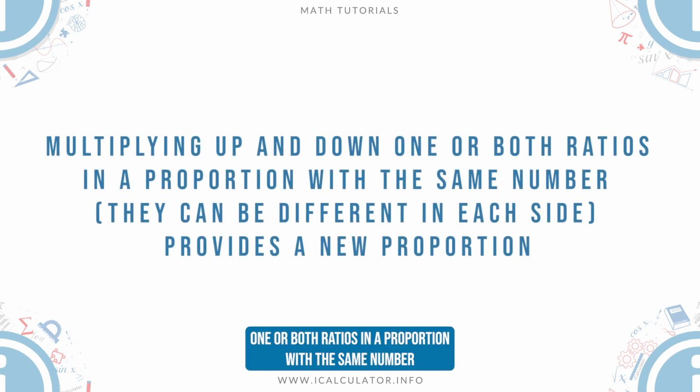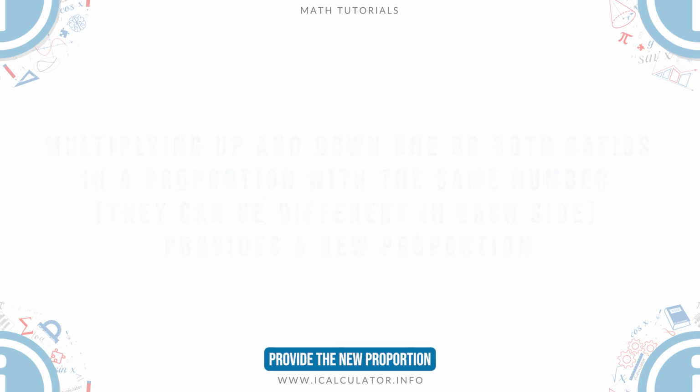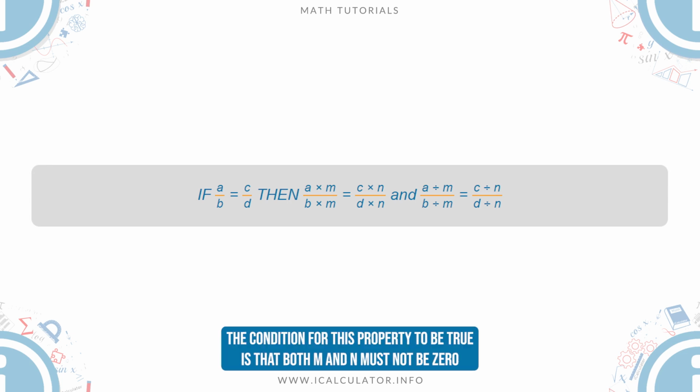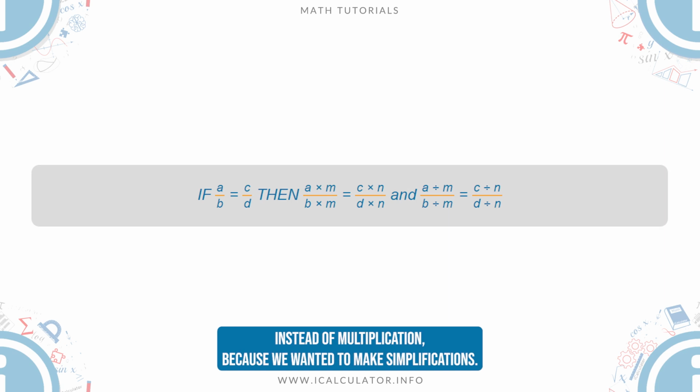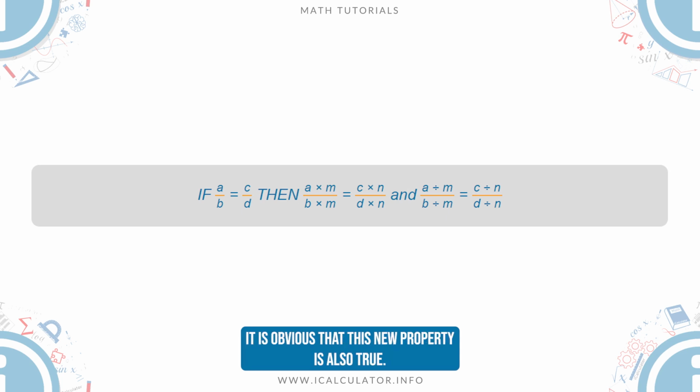Multiplying up and down one or both ratios in a proportion with the same number, they can be different in each side, provides a new proportion. In symbols the following is true. The condition for this property to be true is that both m and n must not be 0. In the previous examples, we dealt with this property silently by using division instead of multiplication because we wanted to make simplifications. However, since division is a multiplication by the inverse, it is obvious that this new property is also true. Let's consider an example to clarify this point.